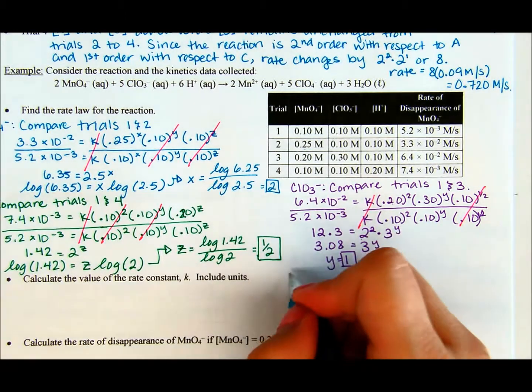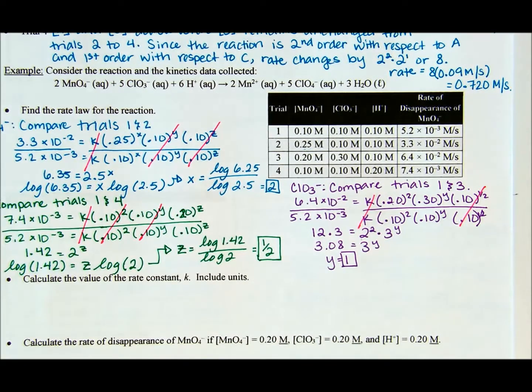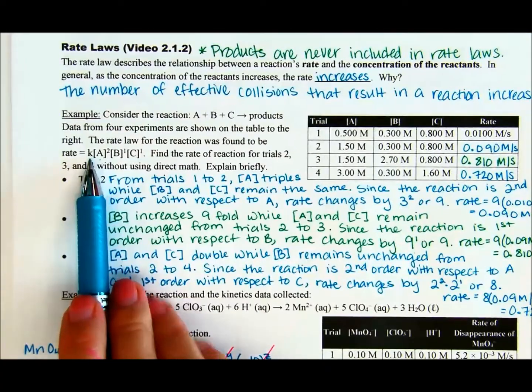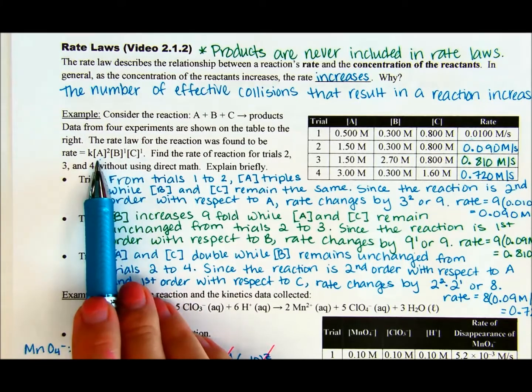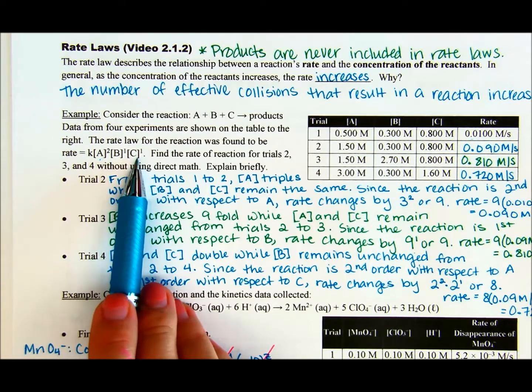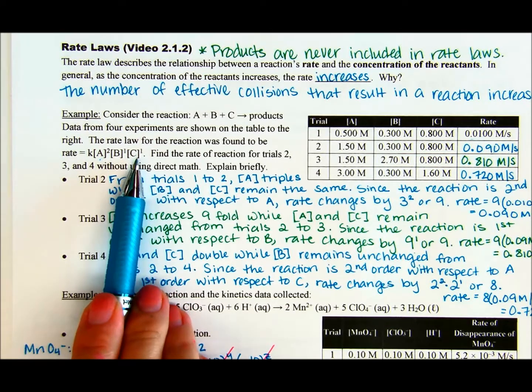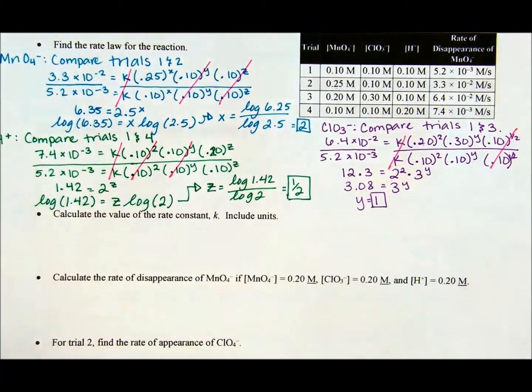Okay, so then overall we can say what our rate is. I'd like you to try to write the rate law. Now the rate law, keep in mind, should look something like this. Instead of using A, B, and C, use the actual chemicals. Use MnO4-, use ClO3-, use H+ in those brackets. So go ahead and pause the video now and try to write that rate law.